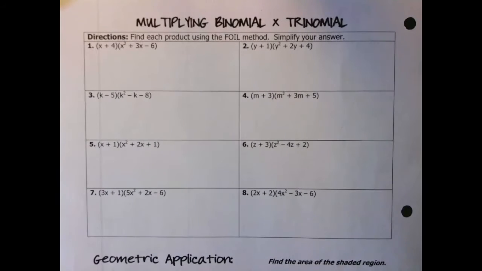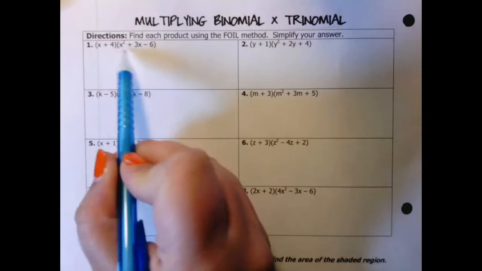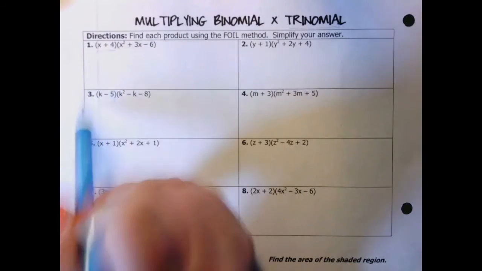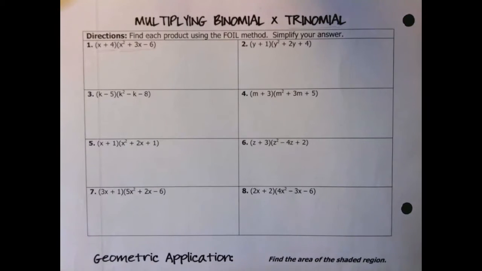Alright, so today we are going to be continuing on, but we are going to be multiplying a binomial by a trinomial. So yesterday and the day before we were multiplying binomials by other binomials. Now we're multiplying by trinomials, and a trinomial is going to have three terms. So when I look at number 1, I have x plus 4, my binomial, times x squared plus 3x minus 6, which is my trinomial. So we're multiplying those two together.